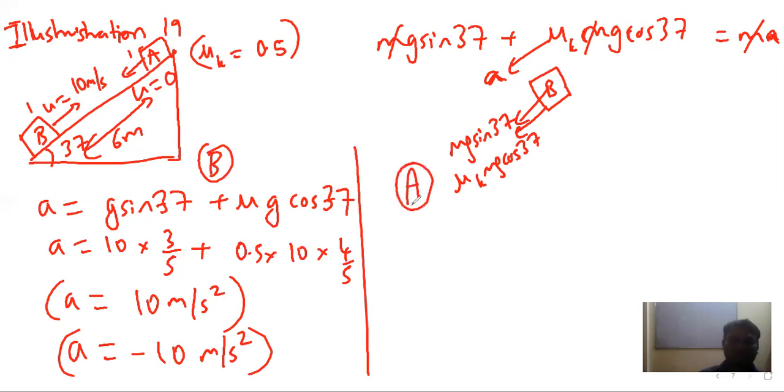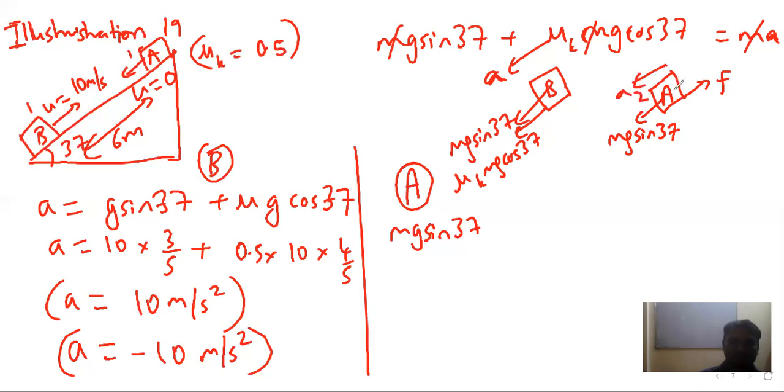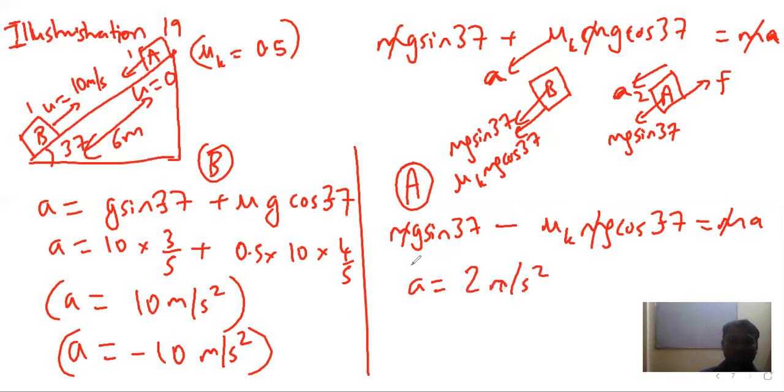Let us do the same analysis for block A. For block A, in this case we have mg sine 37 in the downward direction. This is the diagram down the incline. Friction in this case will act up the incline because the tendency of motion of block A is down the incline. Let us say its acceleration is a2. So mg sine 37 minus friction, which is mu k into mg cos 37, is equal to mass into acceleration. From this, m cancels, and we get acceleration as g sine 37 minus mu k g cos 37, which comes out to be 2 meter per second square. This is in the downward direction. Now let us use relative acceleration.